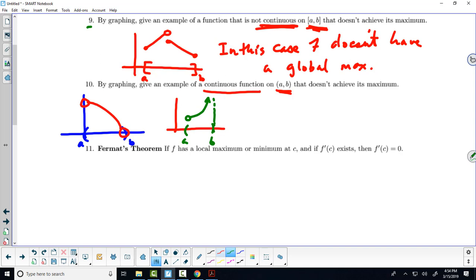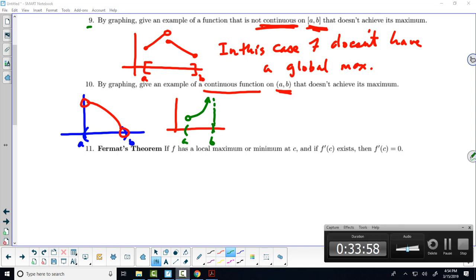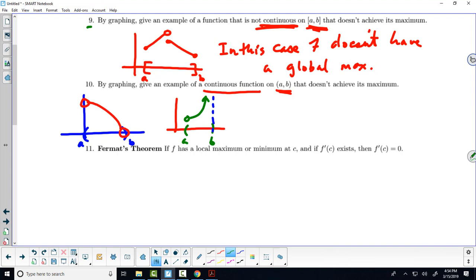Okay. Let me pause the video. So folks, I paused it just to erase. I wanted the asymptote to be a different color to make it a little bit easier to see. So here we have a function that is continuous on an open interval, but because that interval is open, it does not achieve its global maximum, because of that asymptote. So think about why that's the case.